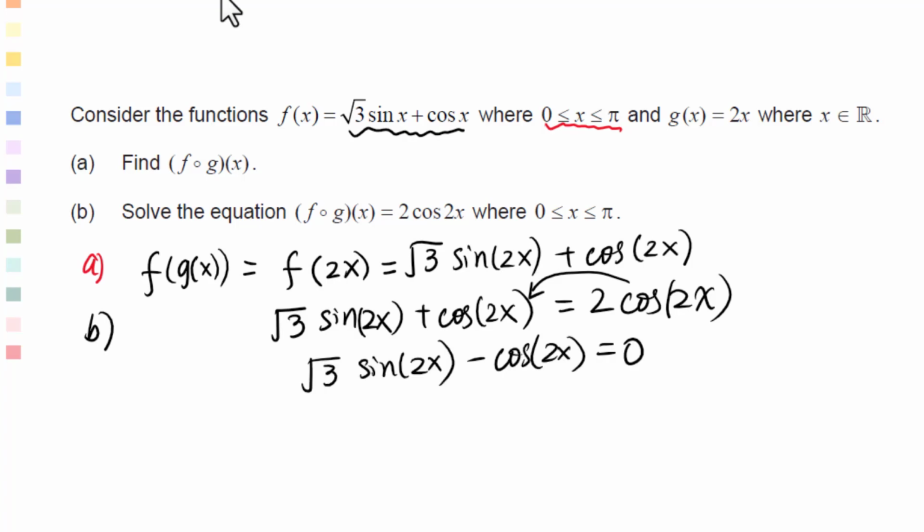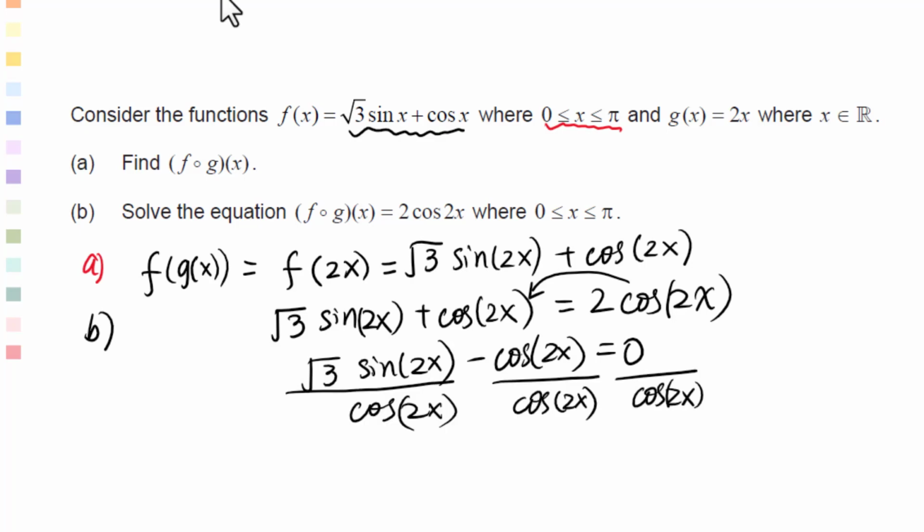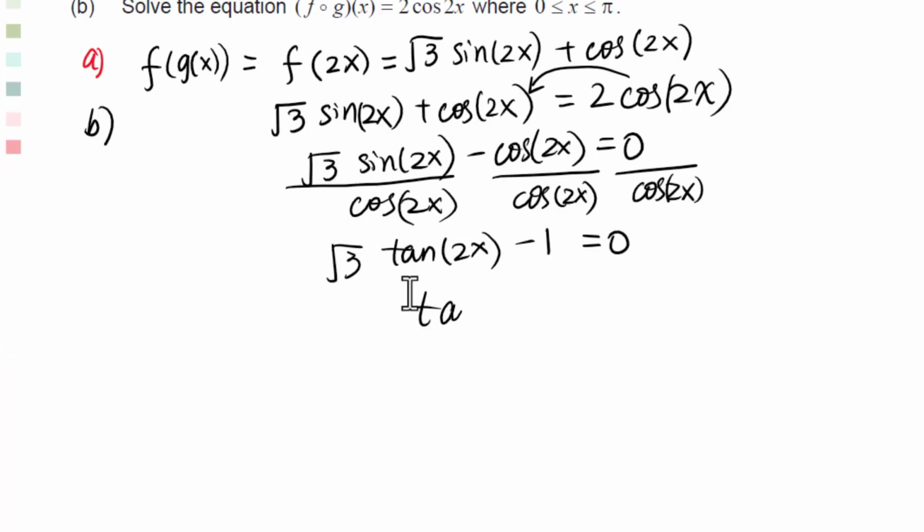Next step, divide by cosine 2x on both sides, so that we change this equation into a tangent 2x equation. Square root of 3 tangent 2x minus 1 equals 0. Then tangent 2x equals square root of 3 over 3.